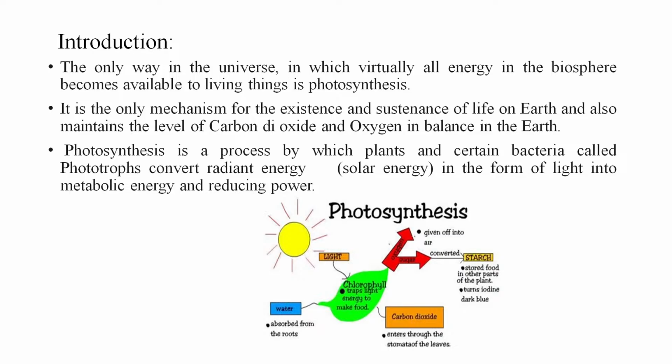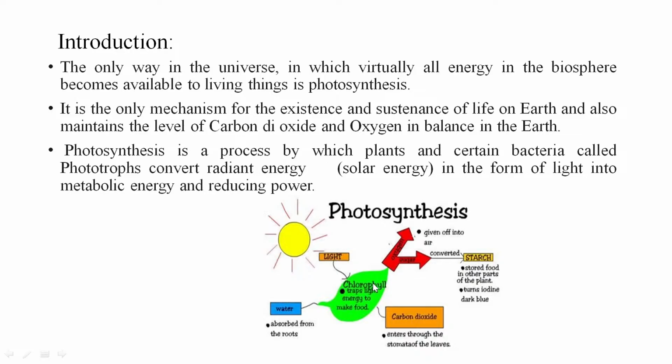And as we all know, photosynthesis is the only way in the universe in which virtually all energy in the biosphere becomes available to living things. Photosynthesis is the only mechanism which balances carbon dioxide and oxygen on Earth, as well as the only mechanism for the existence and sustenance of life on Earth. And this is the photosynthesis mechanism, how it flows.